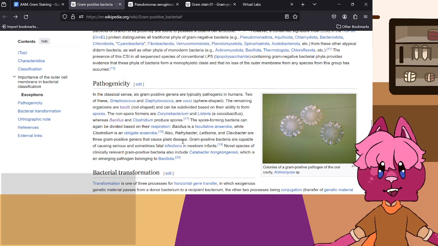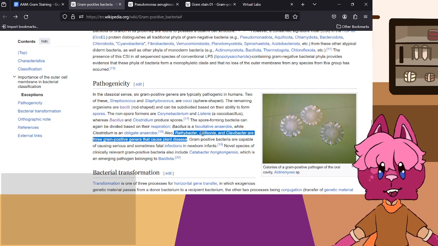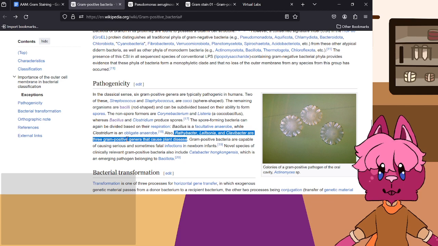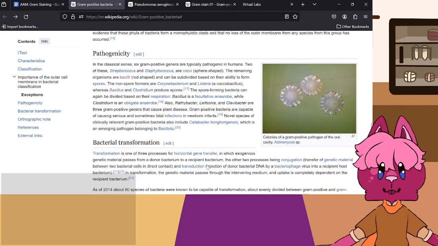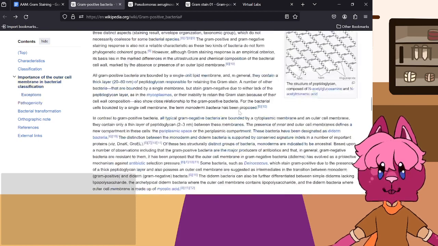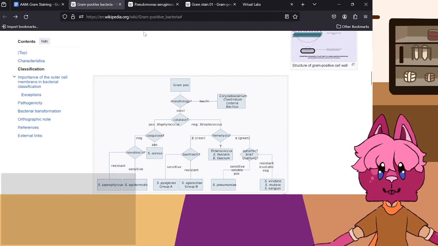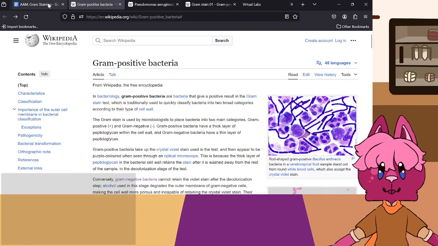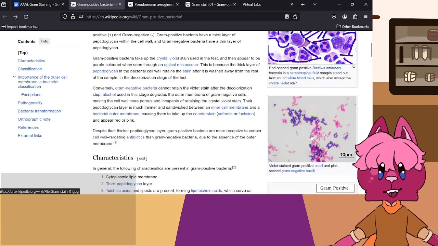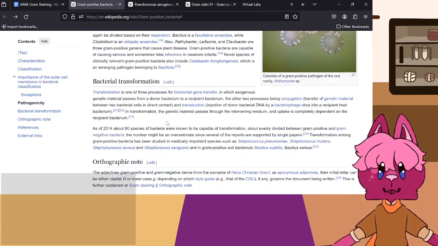There are 3 gram-positive genera that cause plant disease. So these cause plant disease. These are not people disease. So we got Rathayibacter, Leifsonia, and Clavibacter that cause disease. Now, obviously, this talks about gram-positive species, because that's the example they used up here. Obviously, gram-negative bacteria such as E. coli, which is gram-negative, can cause illness.